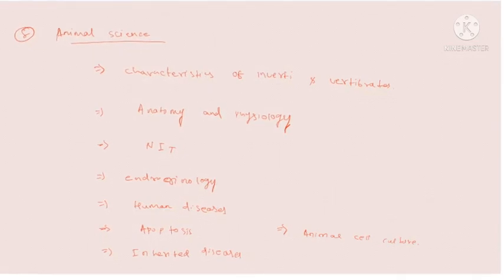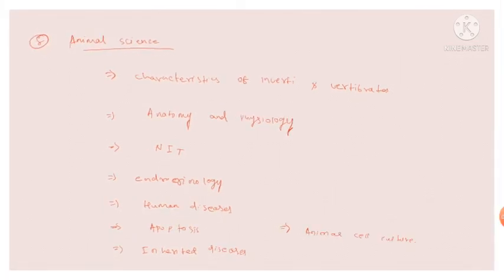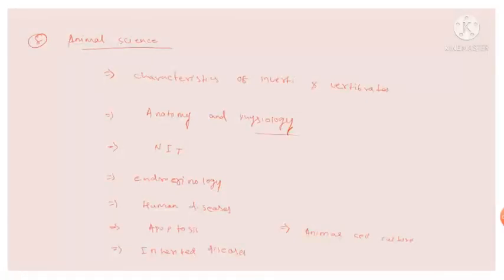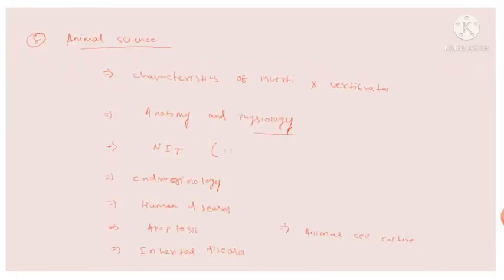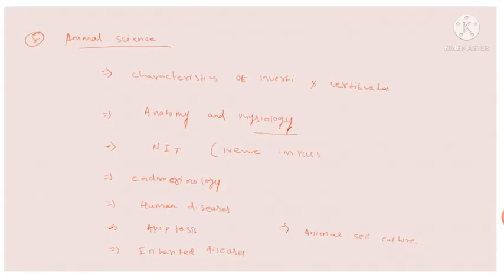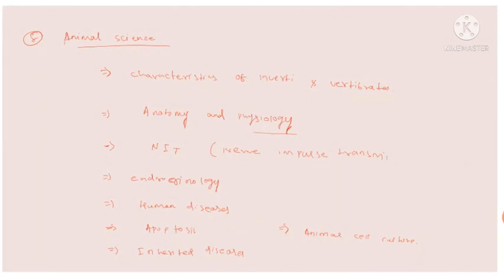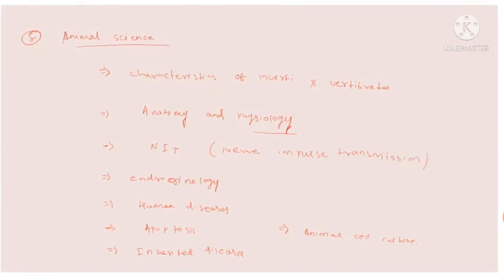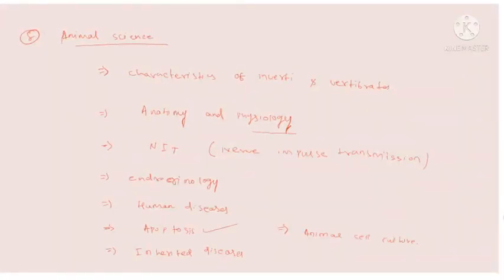It consists of characteristics of invertebrates and vertebrates, anatomy and physiology, nerve impulse transmission, then endocrinology, human diseases, apoptosis, inherited disease, and animal cell culture.